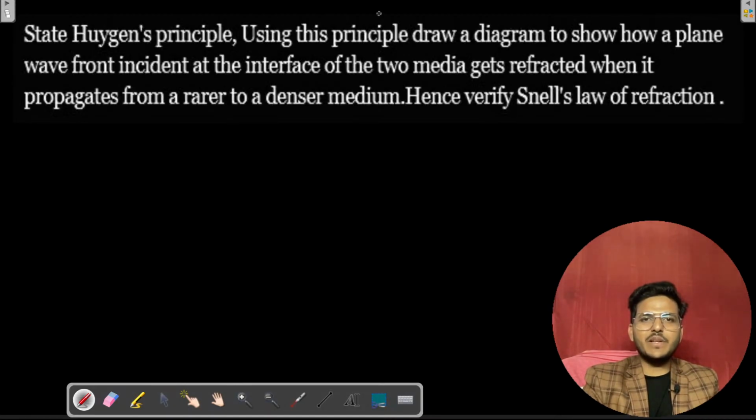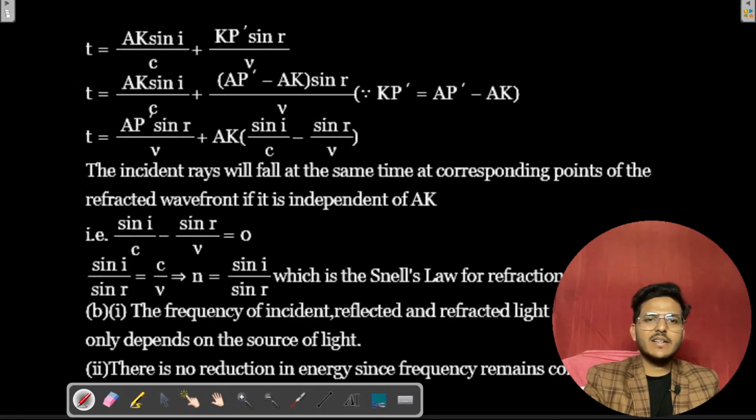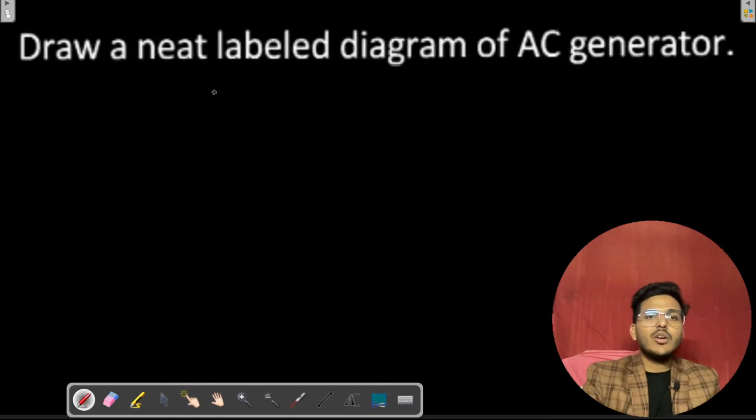State Huygens principle. We already discussed, right? Okay. Draw a neat labelled diagram of AC generator.